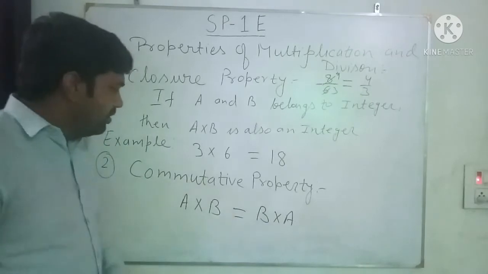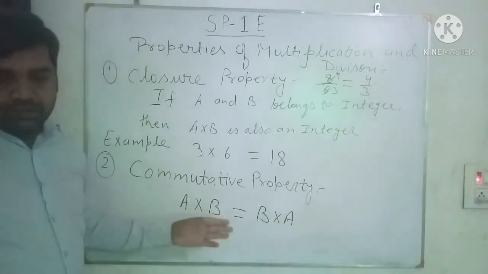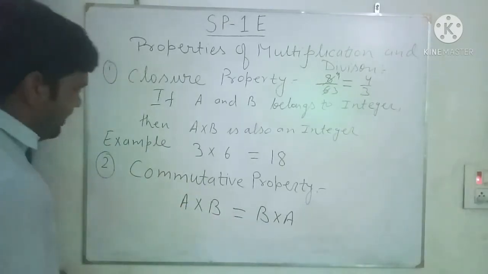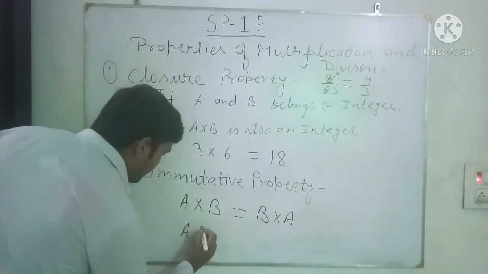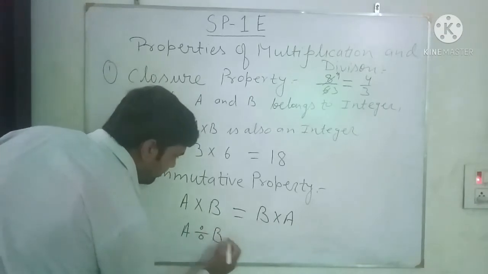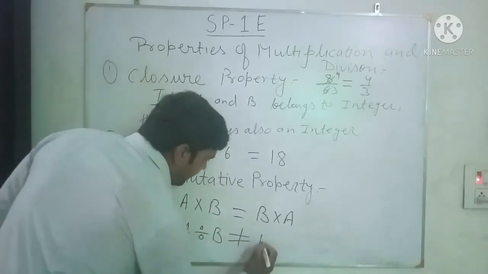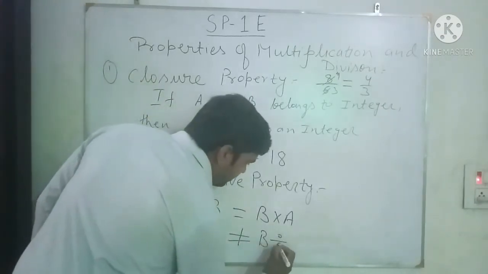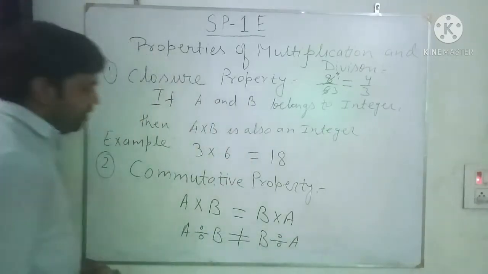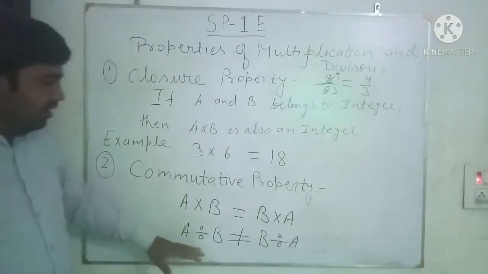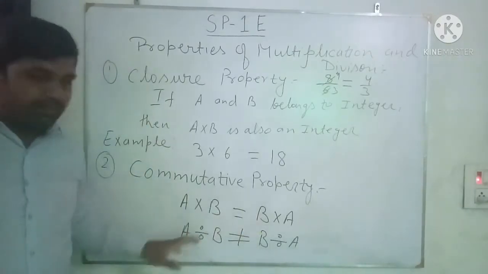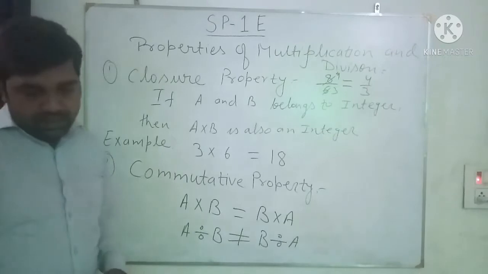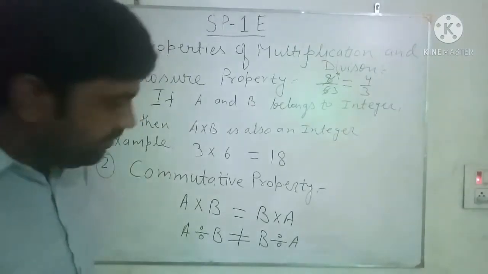Similarly, the commutative property also does not hold for division. It means a into b is equal to b into a, but a divided by b is not equal to b divided by a. So the commutative property does not hold for division. The commutative property only holds for multiplication. Okay. Next property, the associative property.